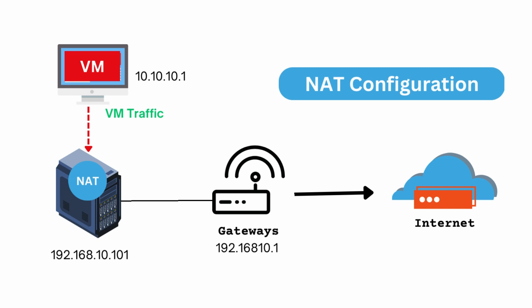A NAT configuration in a virtual machine allows the virtual machine to communicate with devices on external networks, such as the internet, through the host machine's IP address. The virtual machine appears as a device on the host machine's network, with its own private IP address that is translated to the host machine's IP address when communicating with devices outside of the network.